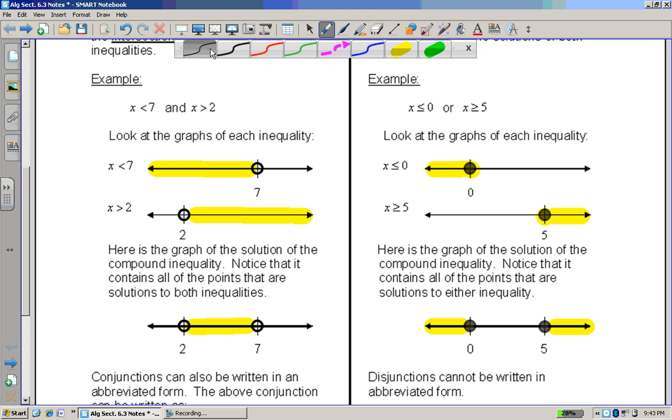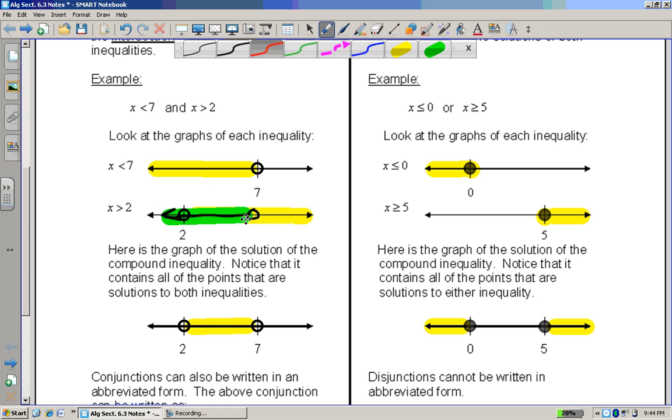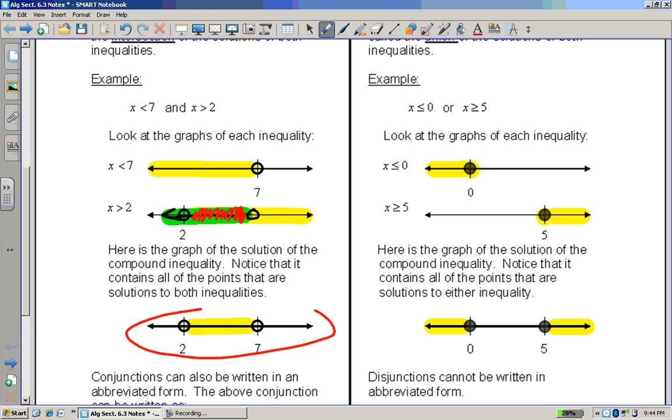What you're doing is, if you could take this and literally put it on top of this one, what you're looking for is, where is it in common? Where does it happen at the same time? And you notice this is where it happens at the same time. So this is your final graph.